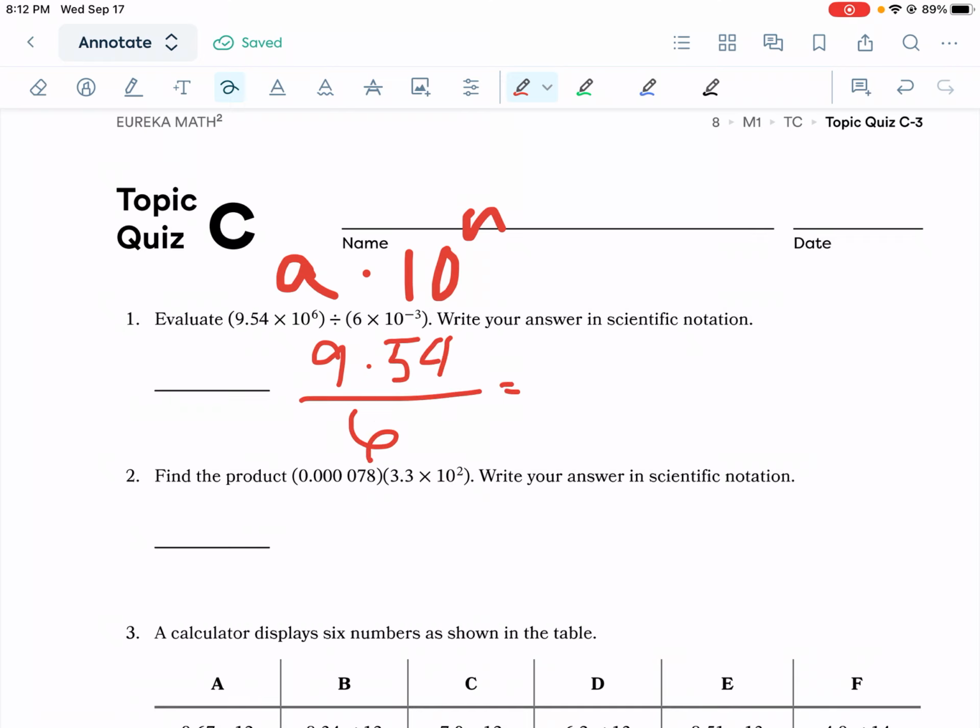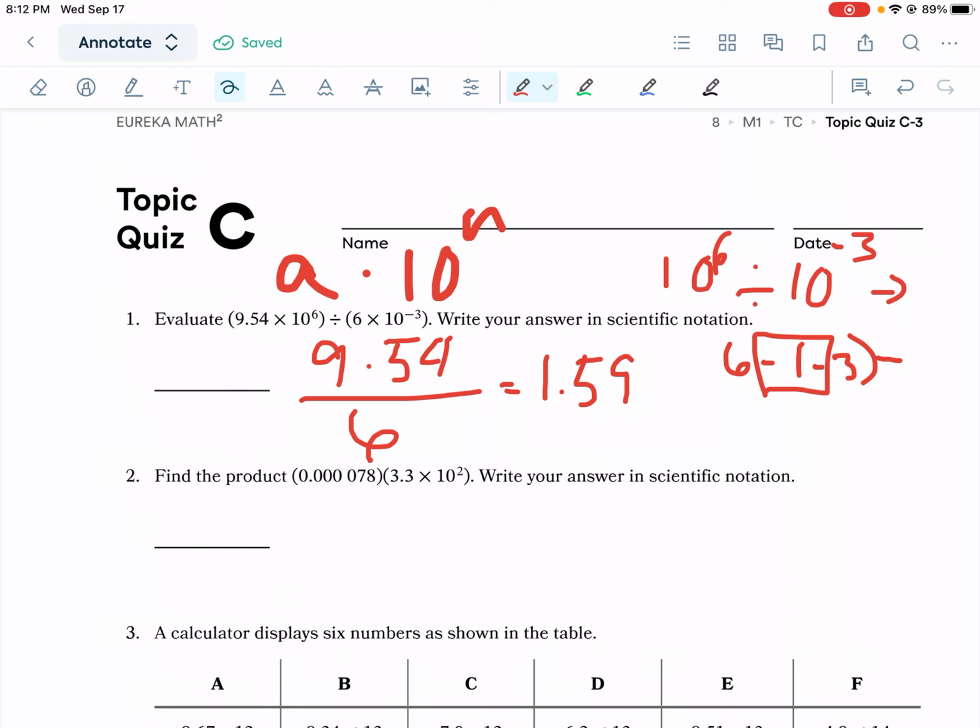And then divide. 9.54 divided by 6 will give you 1.59. If you divide 10 to the 6 divided by 10 to the negative 3, when you're dividing with like bases, all you have to do is subtract those exponents from each other. So 6 minus negative 3, this is a double negative. That'll make this a positive. That'll be the same as saying 6 plus 3, which equals 9.